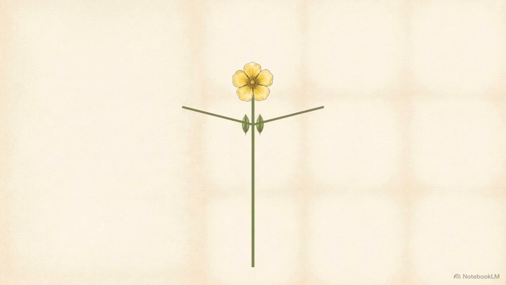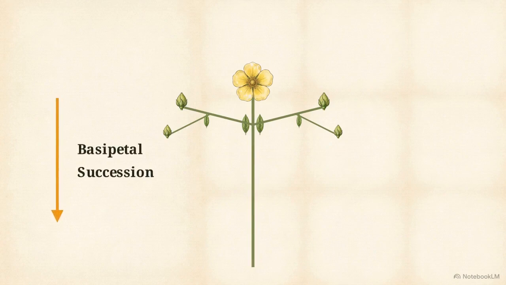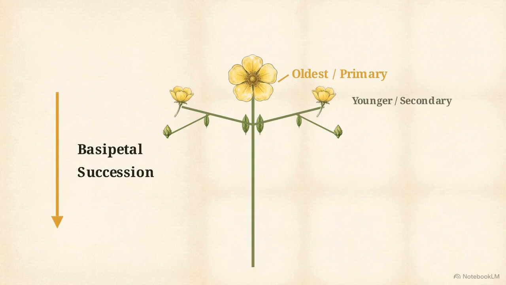The Cymose rule works differently. Here, the main axis terminates in a flower, which stops vertical growth and forces new branches to emerge from lateral buds below. This results in basipetal succession. The terminal flower is the oldest part of the system, and younger flowers develop downward toward the base.